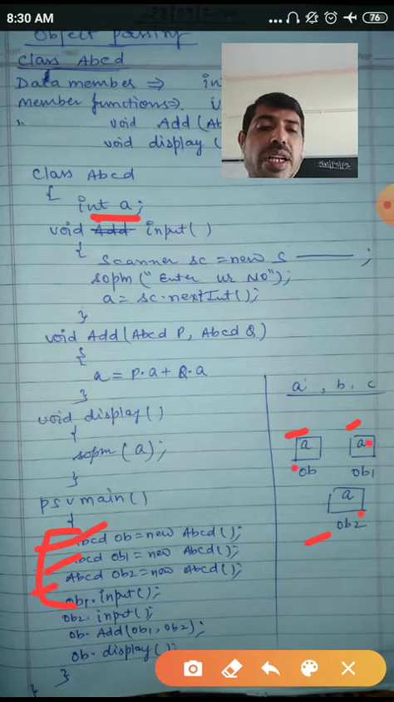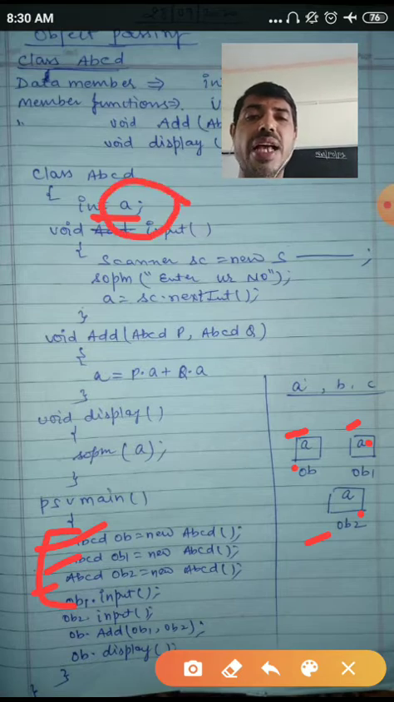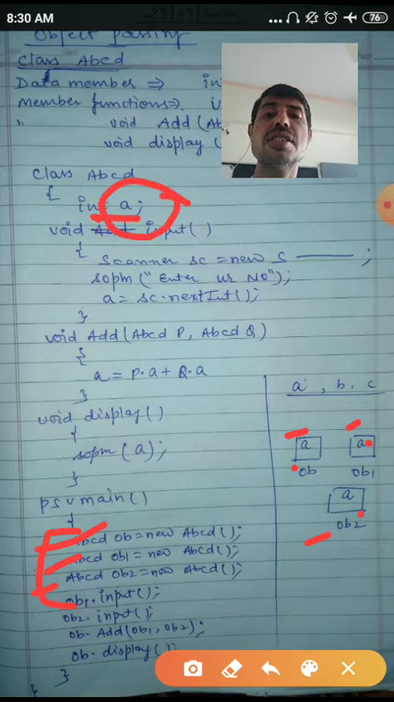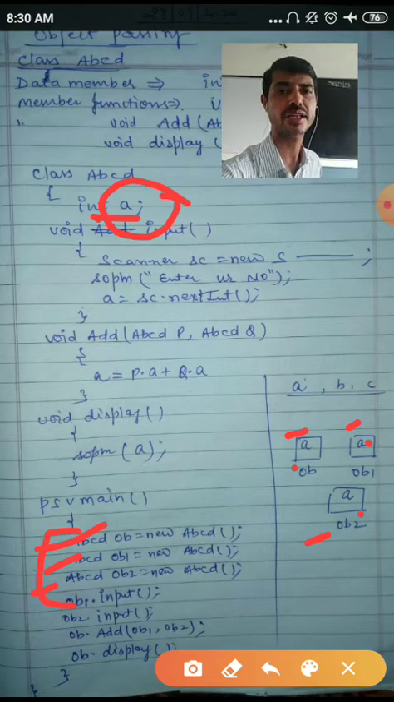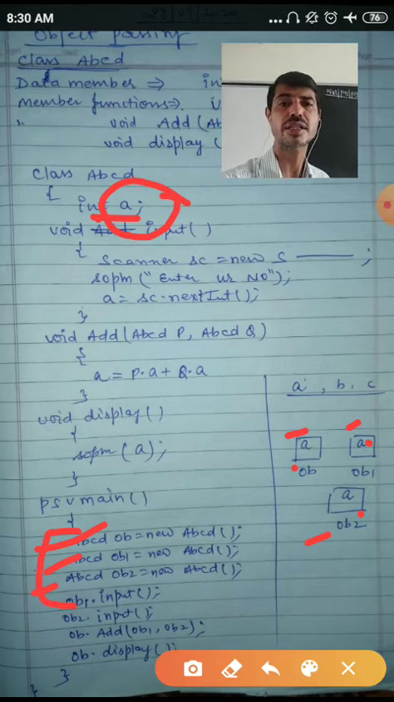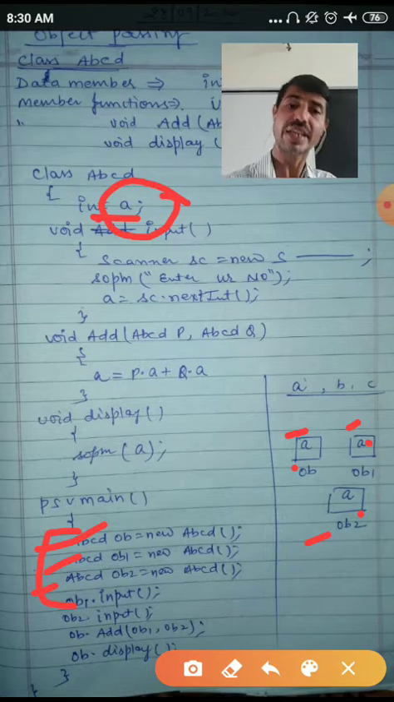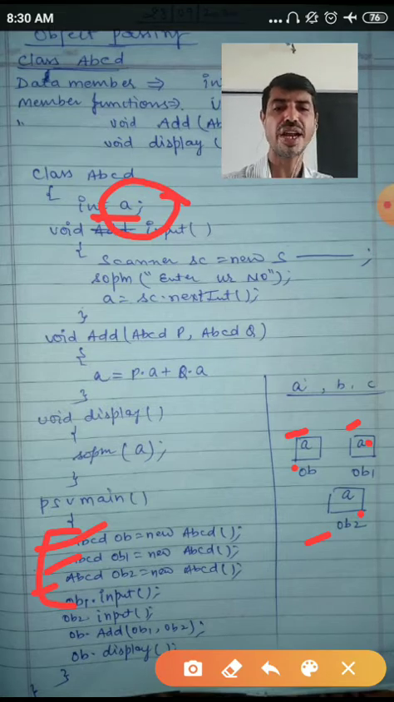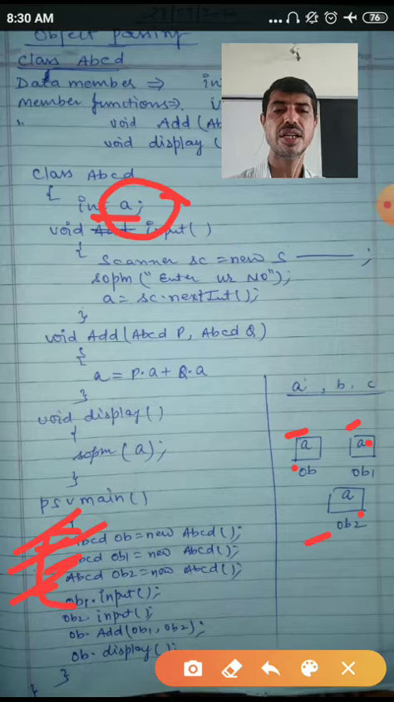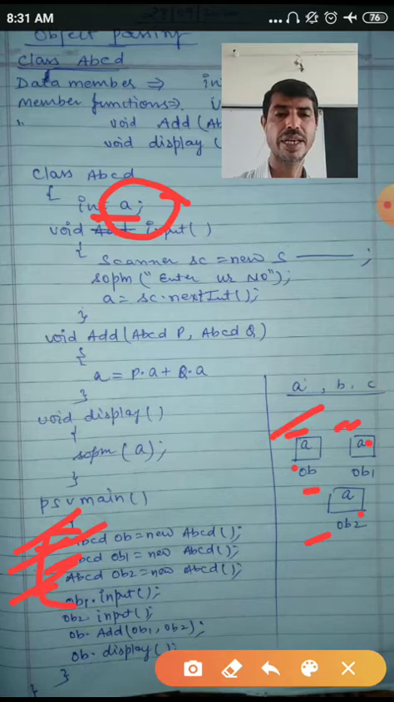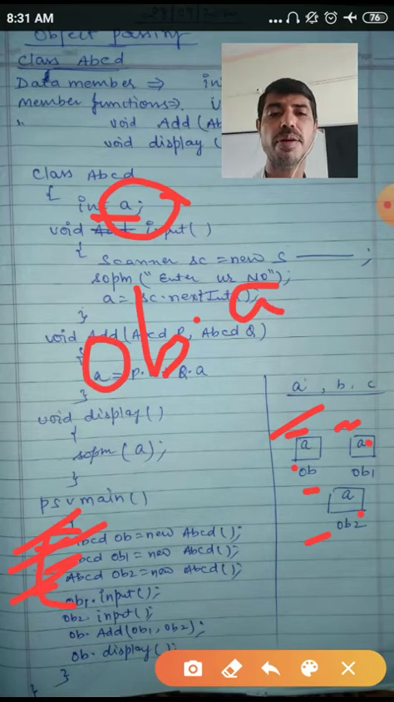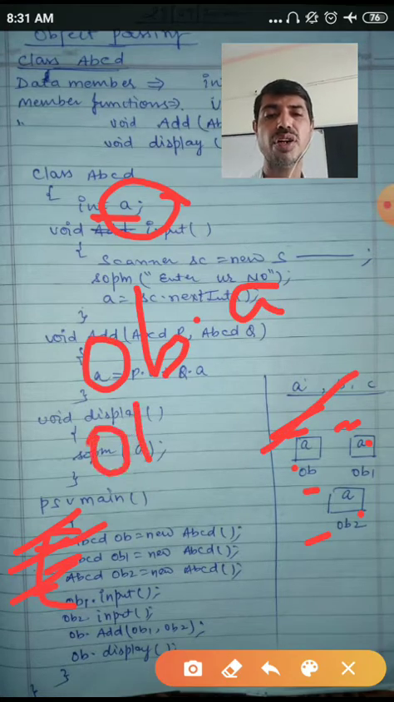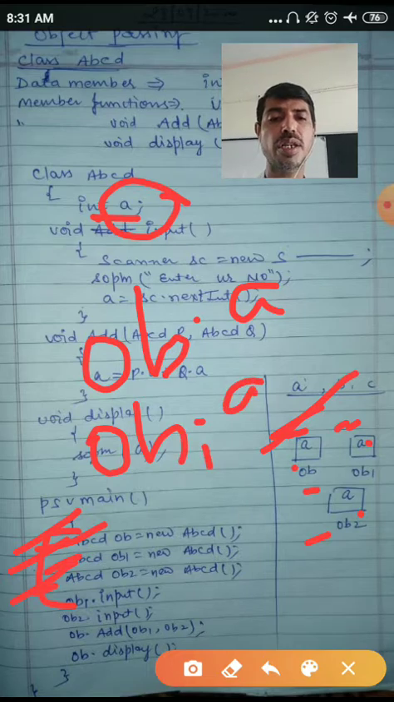When these three spaces are created, a will become separate for each of them. Why? Because a is an instance variable. You are familiar with this: instance variables are individual for each object. So when you create three objects, a will exist for all of them. When you write ob.a, I am talking about this one. ob1.a means I am talking about this one.